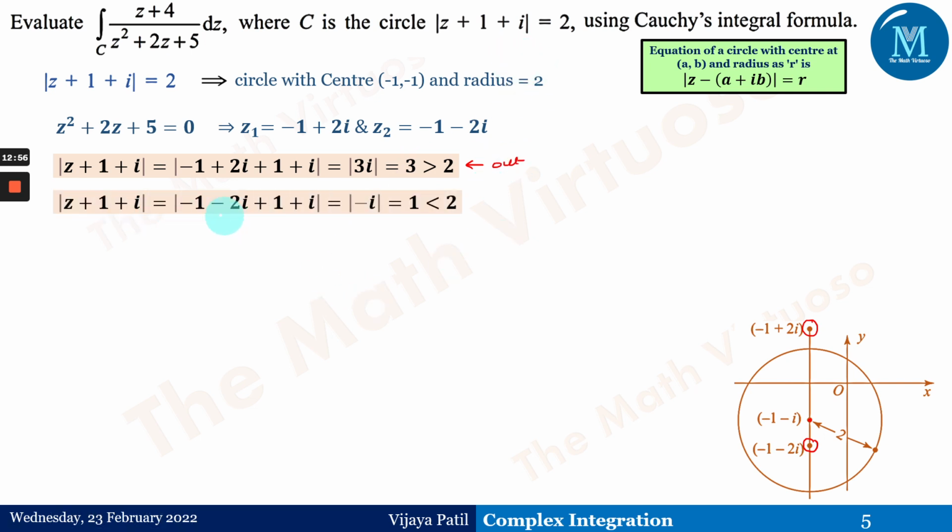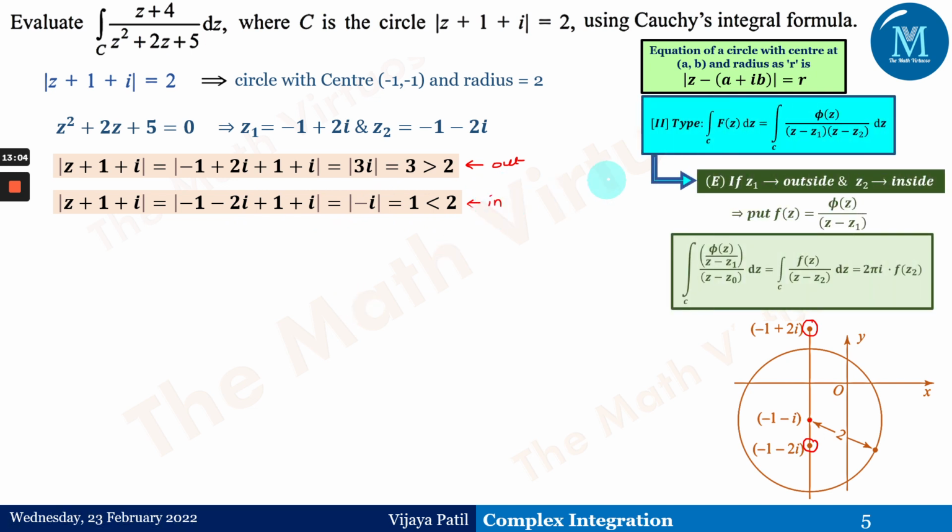Similarly, for the other point, minus 1 minus 2i, just check the calculations and you will get that this point is inside. So again we have the combination of in and out, type 2, and out of that the part E, that is z1 is out, z2 is in.